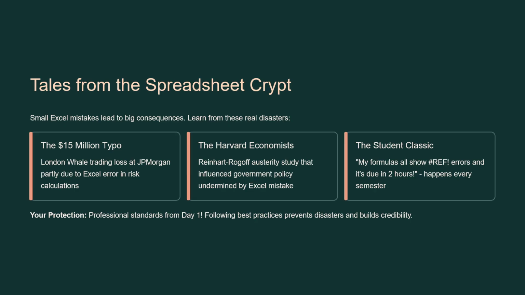Now, the Harvard economists Reinhart and Rogoff, two famous economists, published a study suggesting that countries with high debt to GDP ratios experience slower growth. Policymakers around the world used this research to justify austerity measures. Then a graduate student discovered a basic Excel range error. They accidentally left out several countries from the calculation. The result? Years of policy debate based on one Excel mistake.